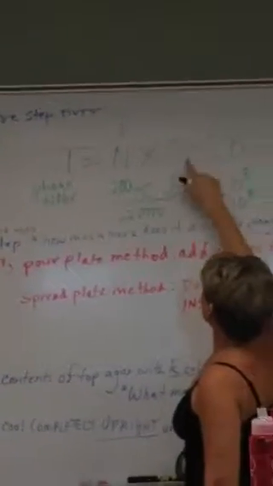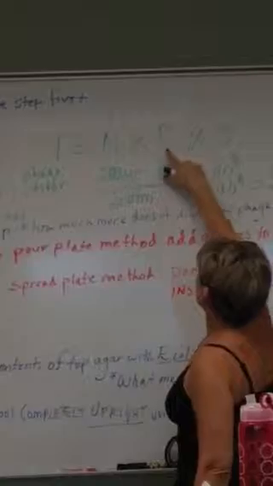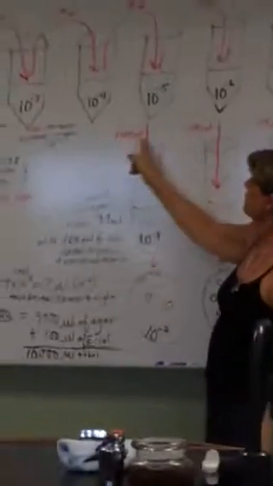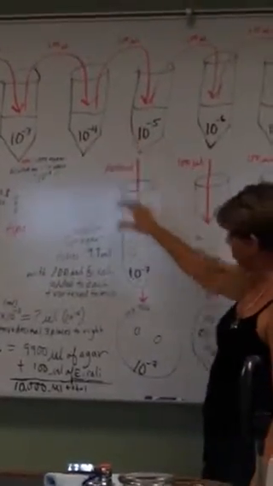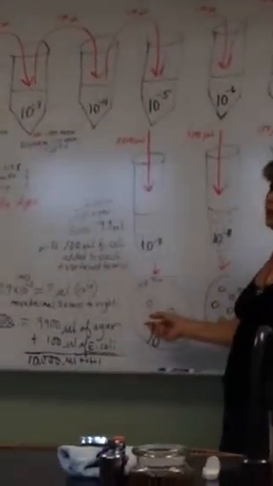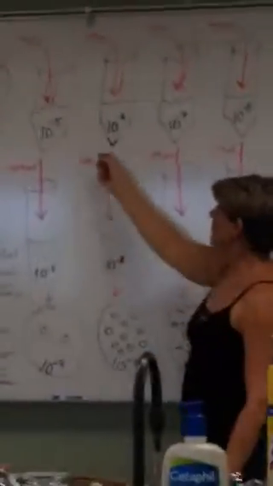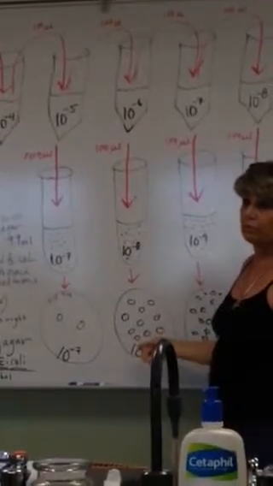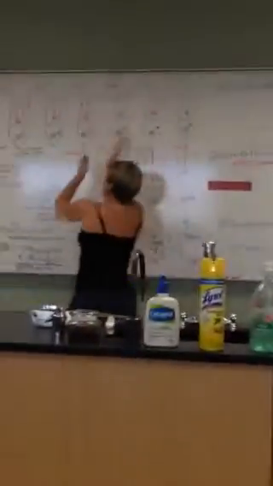Okay? Then I need to multiply it by the plating factor. What is the plating factor? The plating factor is this. How much did you put on the plate that you counted? So I plated 100 microliters of my virus solution. The plating factor actually is an inverse number, because remember, I got to calculate back to this.